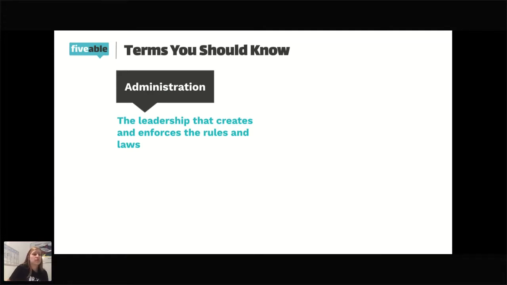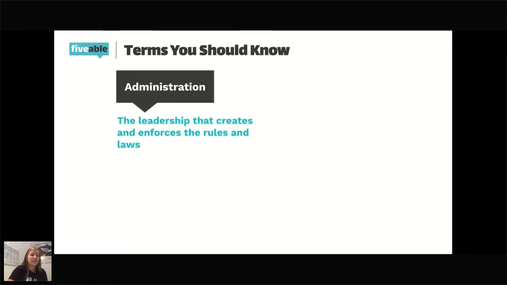But in a school, who are the administrators? They're the principal, the assistant principal. If you have a dean of students, if you have like an activities or athletic director, that's the administration. Those are the head honchos. So that's the leadership. Those are the people that are creating and enforcing the laws.